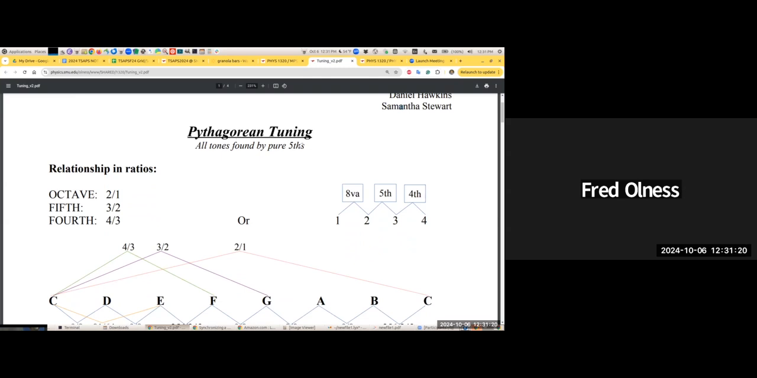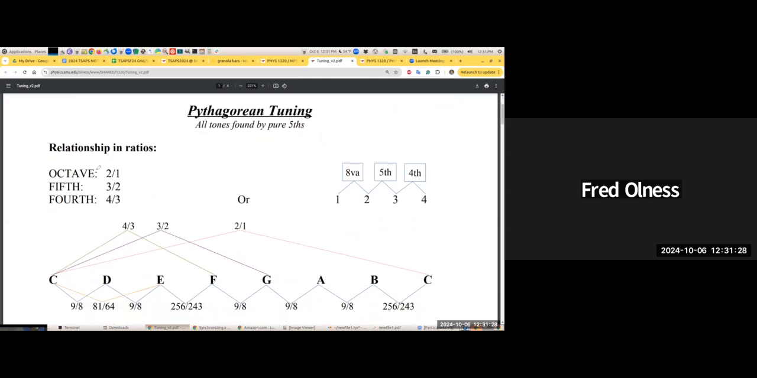So the Pythagorean system is based on pure fifths. That's how we set it up. And so here are the intervals that it gives us. The octave is always pure in all systems. That's a 2-to-1 ratio. The fifth is the 3-to-2, and then the fourth is an inverted fifth. So these two go together. If you have a good fifth, you'll have a good fourth.